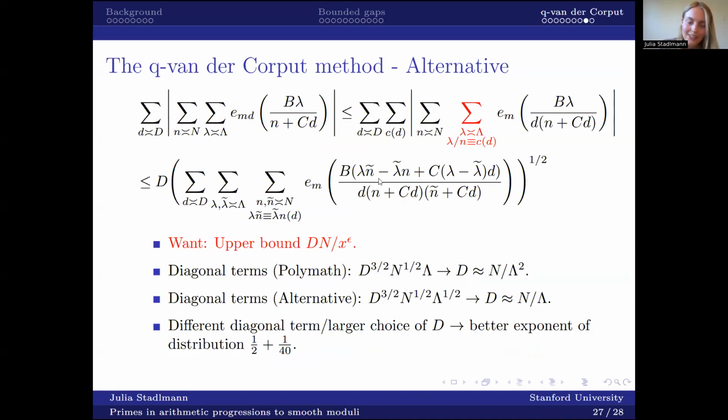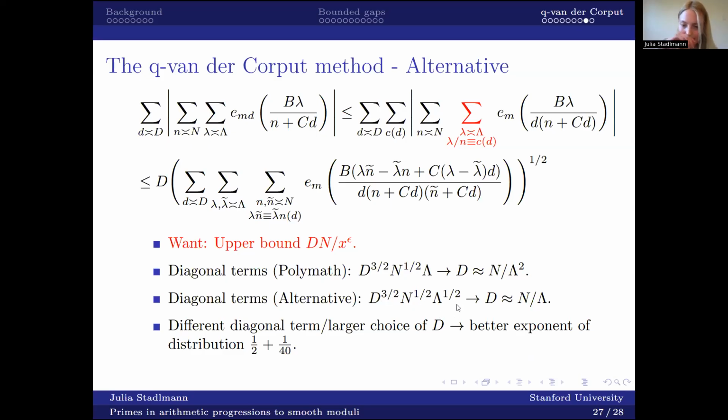To be precise, if we say that c is 0, then our diagonal terms would be, for example, lambda n tilde minus lambda tilde n. So we would fix lambda, we would fix n tilde, and then that would determine everything else. And so instead of having just fixed n tilde, we also fix a lambda tilde, and so we get a different diagonal term. Before we had a diagonal term of t to the 3/2 n to the 1/2 times lambda, and now we instead have a diagonal term of t to the 3/2 n to the 1/2 times lambda to the 1/2.